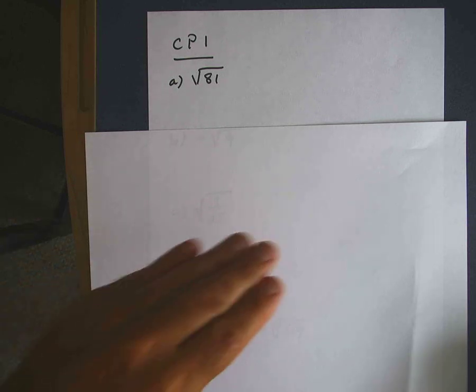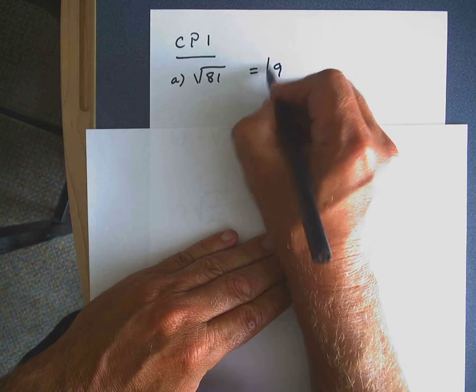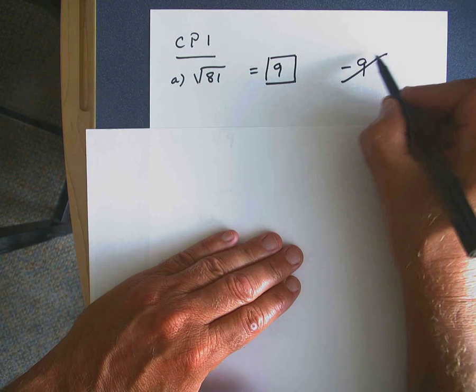Okay, the first one, hopefully it's quite familiar, square root of 81. The square root of a number is the number that you would have to square to get the number inside. The number we square to get 81 would be 9. So this would be equal to simply 9, and it's not equal to -9.